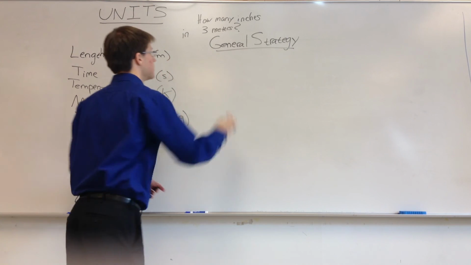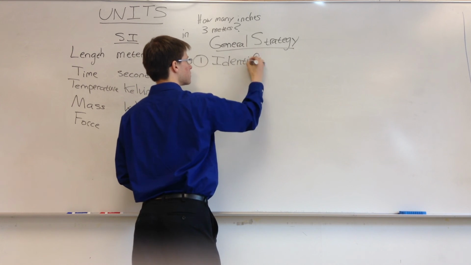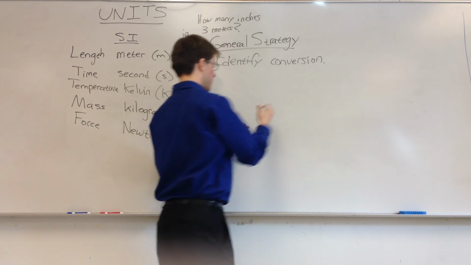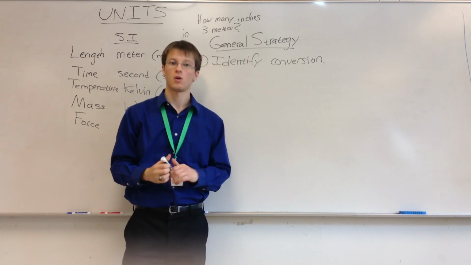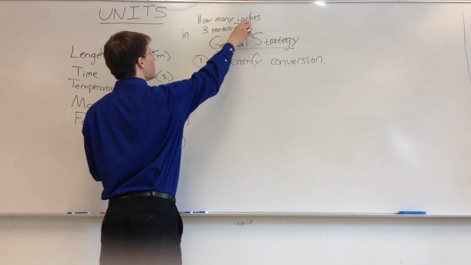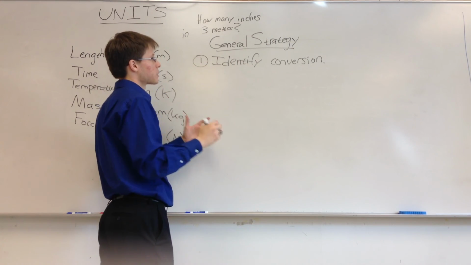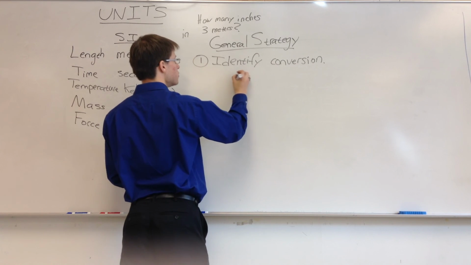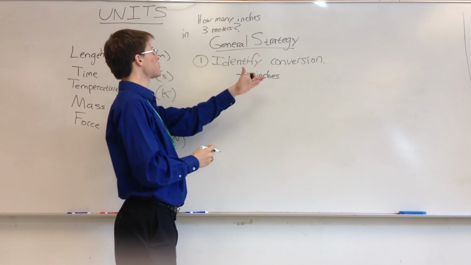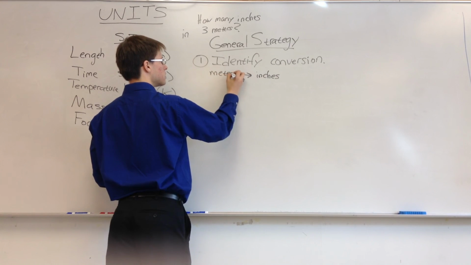So the general strategy has 4 steps. Step 1 is to identify the conversion. What that means is we want to figure out what is it that we are converting. Are we converting from what to what? So in this case, we want to know how many inches. If the problem asks how many something, that something is what we want to end up with. So we want to know, okay, how many inches are there in 3 meters? So we're going from meters to inches.